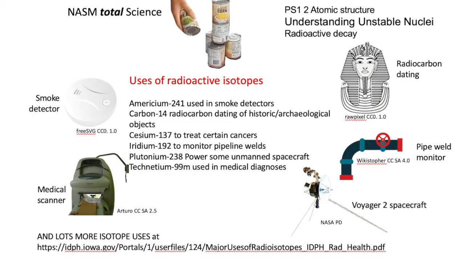And here are some uses, and if you go to the link below, you'll see a lot more. Americium-241 in smoke detectors, carbon-14 for radiocarbon dating of historic archaeological objects, cesium-137 to treat certain cancers, iridium-192 to monitor pipeline welds, plutonium-238 to power some unmanned spacecraft, and technetium-99 used in medical diagnoses.